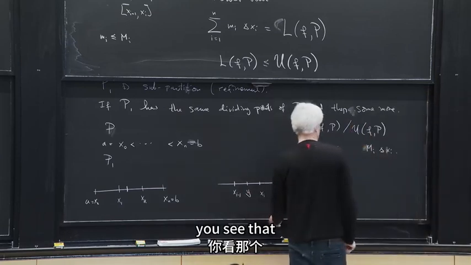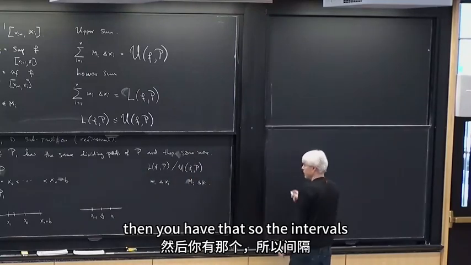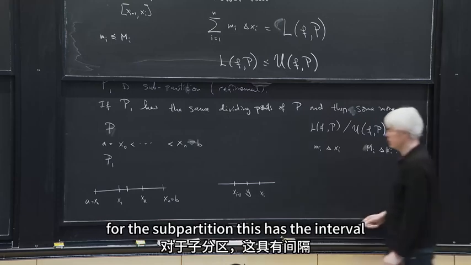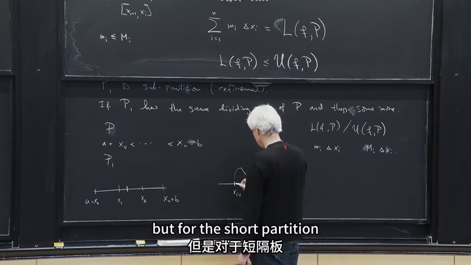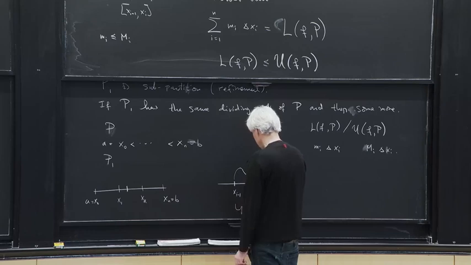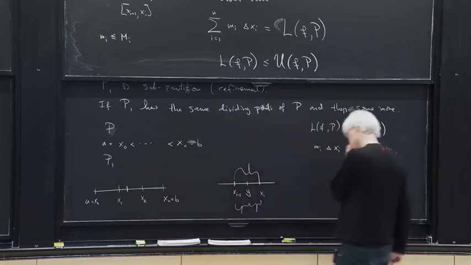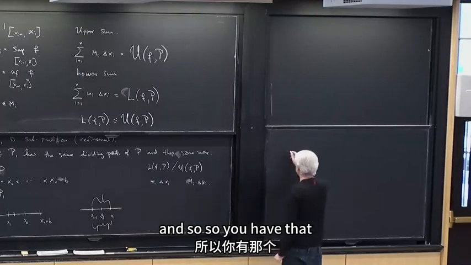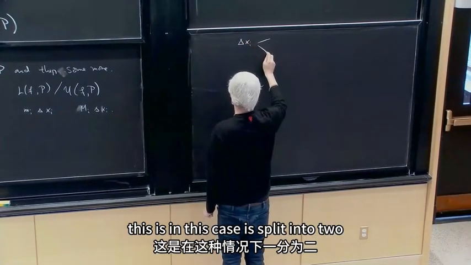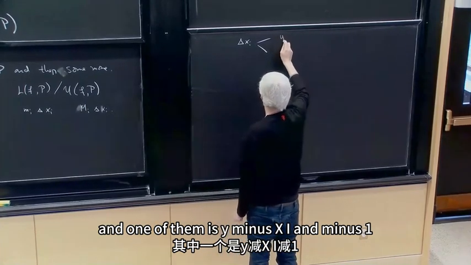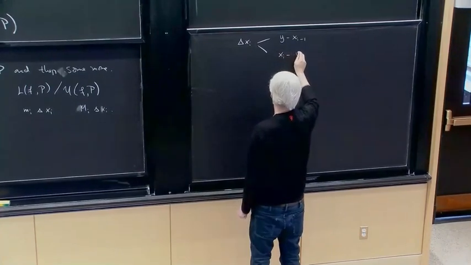Now you see that for the subpartition, the interval for the original partition P is now divided into two intervals, this here and that here, right? So this thing here is split into two, and one of them is y minus x_{i-1}, and the other is x_i minus y.